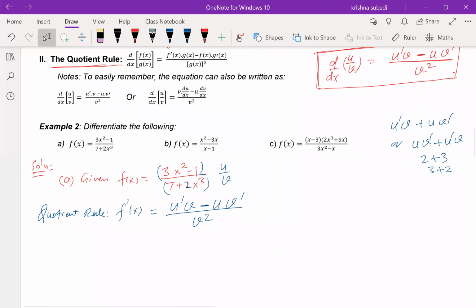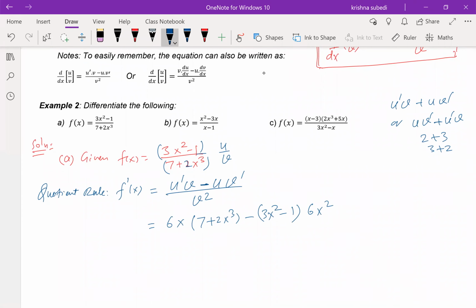Now let's find that. f prime equals u prime. So u means this, and the derivative is 6x, because 3 times 2 is 6x, minus 0, I don't have to write that. Copy v, which is 7 plus 2x cubed, minus u, copy u, which is 3x squared minus 1, and the derivative of the bottom part v, which is 6x squared.